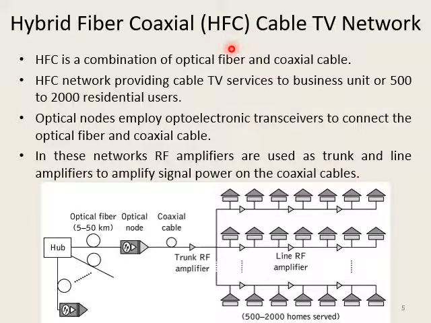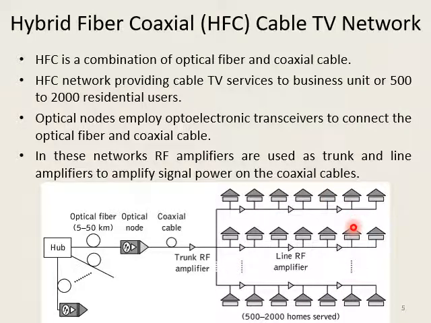This consists of optical fiber and also coaxial cable, which exist to make the connection from the office to the users. So the HFC cable consists of optical fiber and coaxial cable. That is the basic combination. So an HFC network provides cable TV services to business units and to 500 to 2000 residential users. At the receiver side or user side, we can have 500 to 2000 homes.